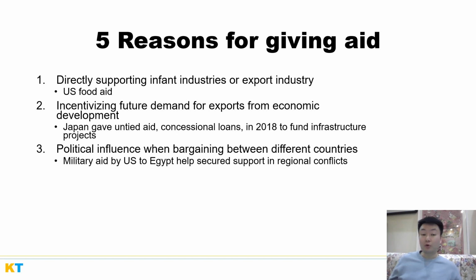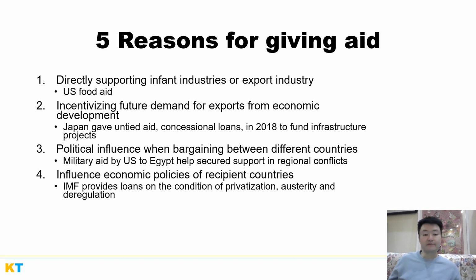Number 3, for political influence when bargaining between different countries. So an example would be military aid by the US to Egypt to help support or mediate regional conflicts, and so on and so forth. And that would give the US bargaining power over what happens in that region.